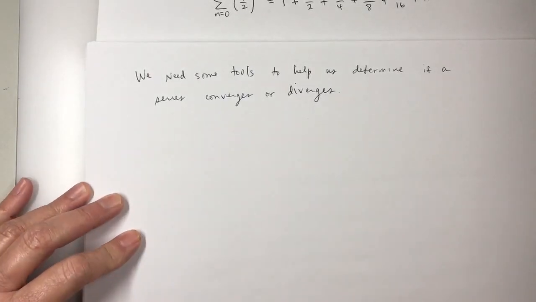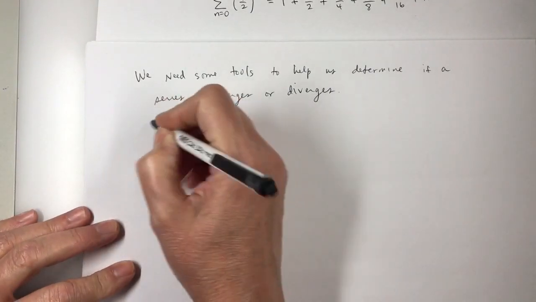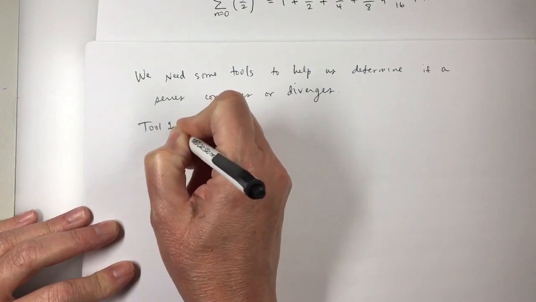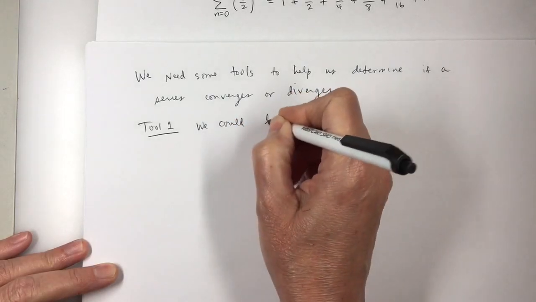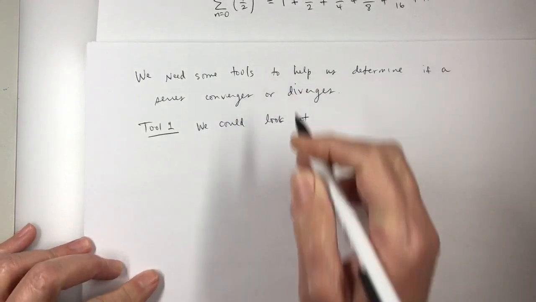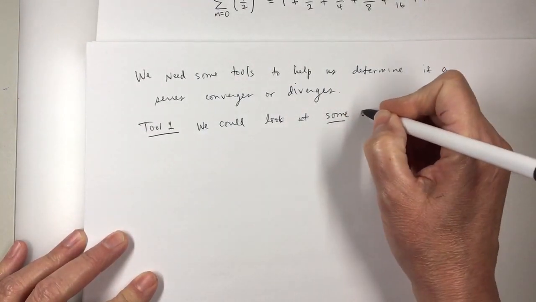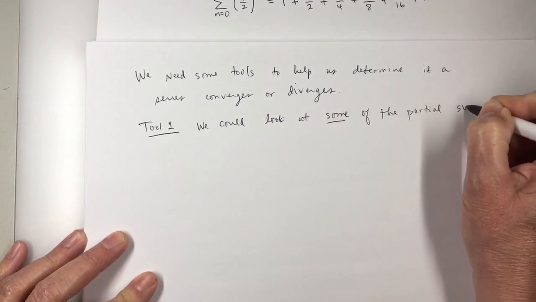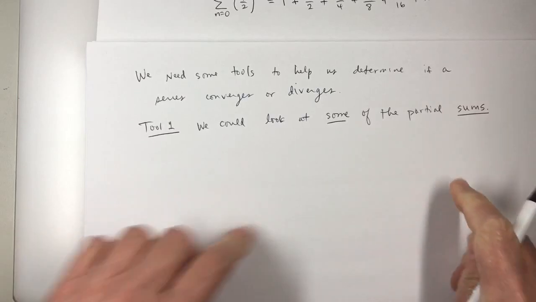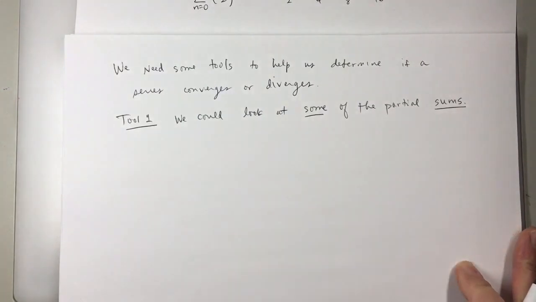So the first tool is we could look at the partial sums. I'll call this tool number 1. We could look at the sum of the partial sums. And as I write these two words, I can see where English could be a little troublesome language there.